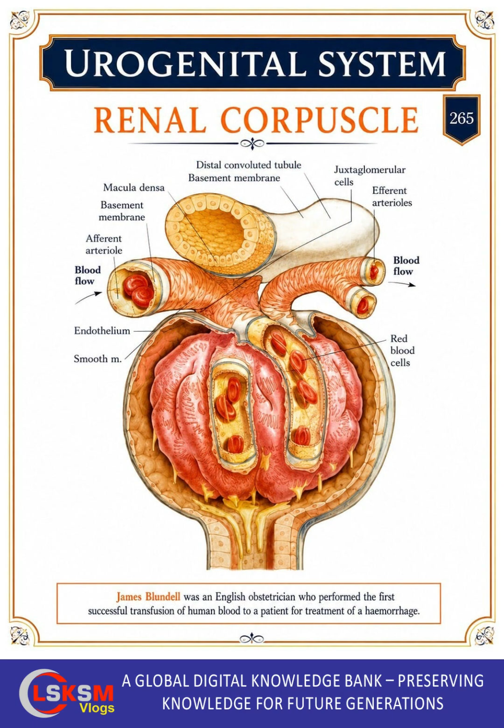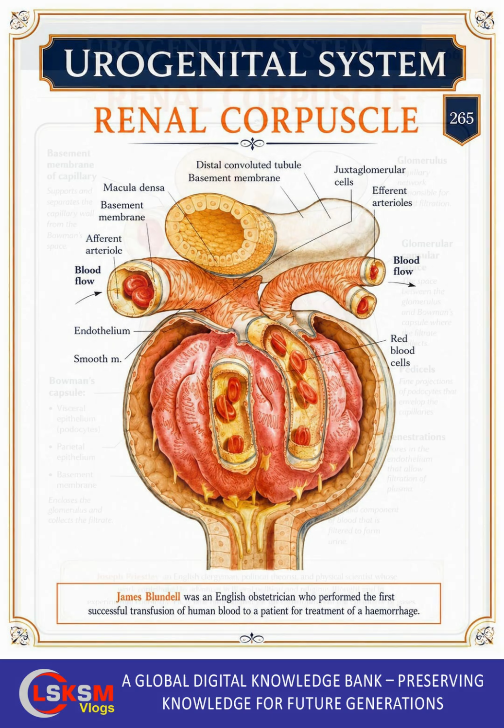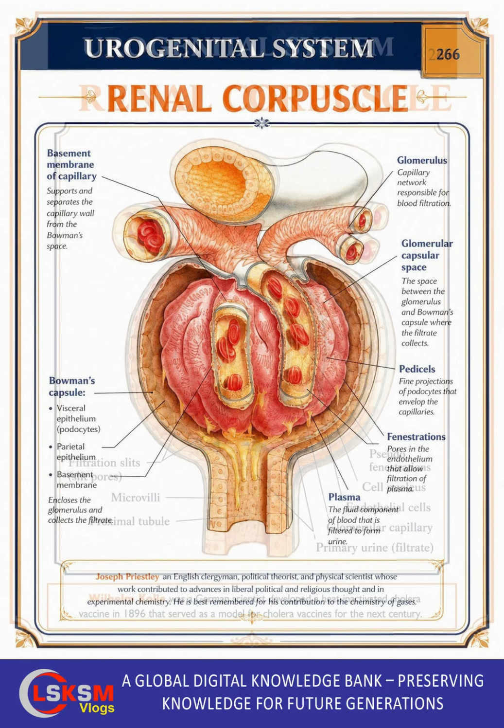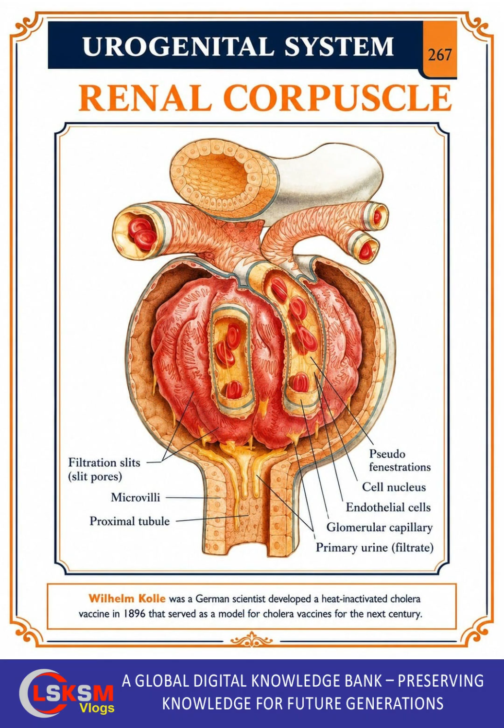Renal corpuscle. Illustrates the renal corpuscle, including the glomerulus and Bowman's capsule. It is the site where blood filtration begins. Shows the microscopic structure responsible for filtering blood plasma. It initiates the formation of urine within the nephron. Highlights the filtration membrane of the kidney. It separates waste products from useful substances in the blood.